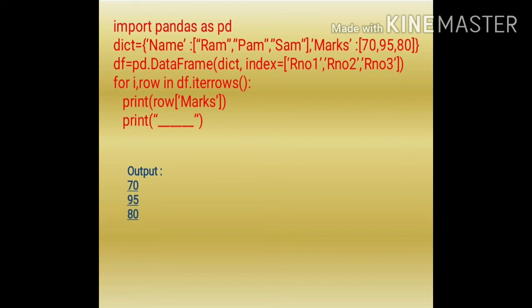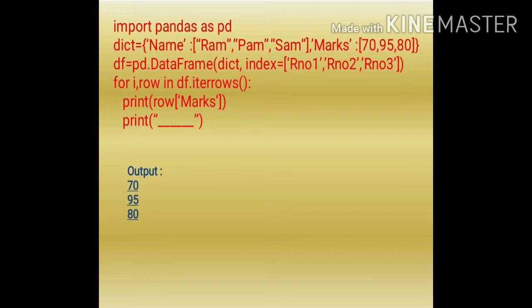What is the first value of marks for roll number 1? 70. The first 70 will be printed, then dash dash dash, then we will go up to the loop again and we are entering the loop a second time. Then for the marks column, what is the value of the second row? It's 95, so it will be printed, then dash dash dash, which is coming under 95.